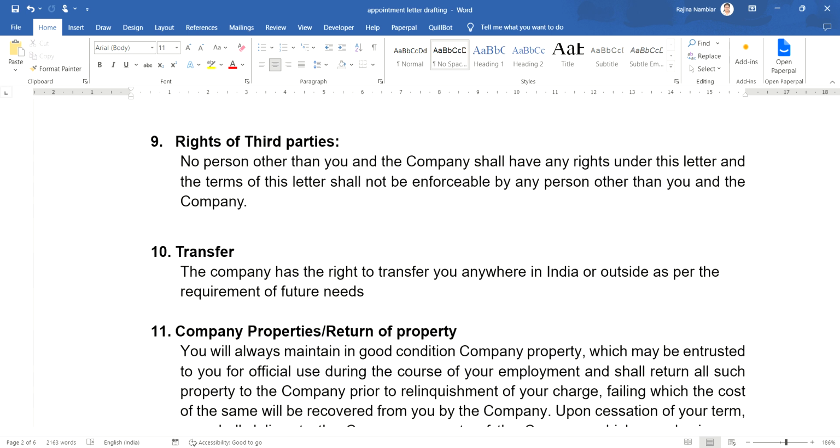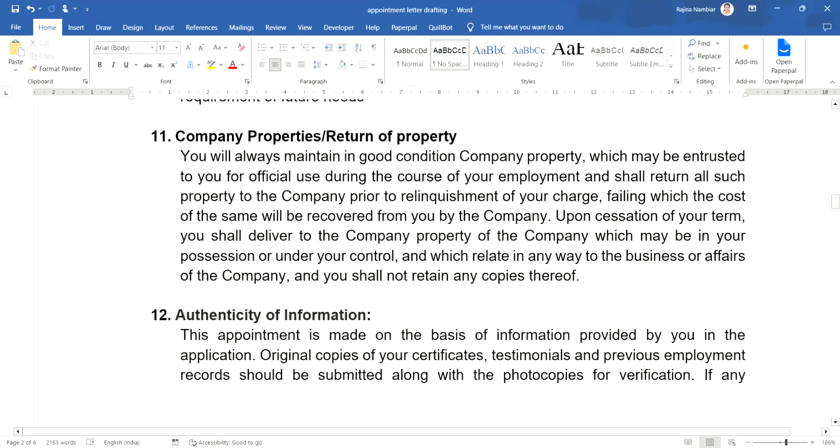Then transfer, the company has a right to transfer you anywhere. Generally what happens is, if a company is a small establishment, later on they open up in several other places. You need people out there who are experienced, so they have the right to transfer you. Well in advance they need to inform this.